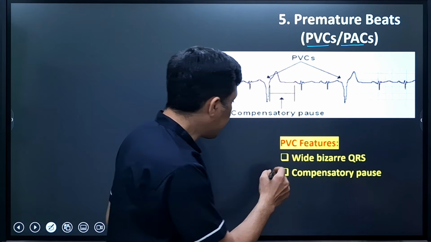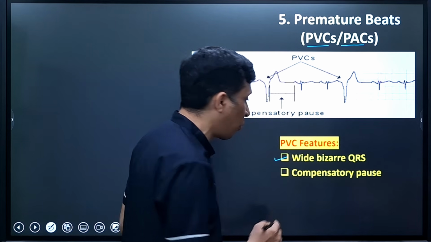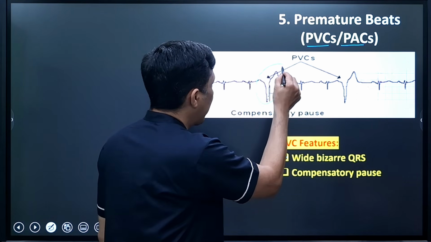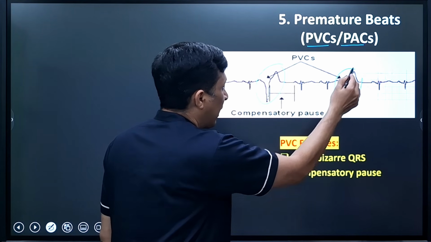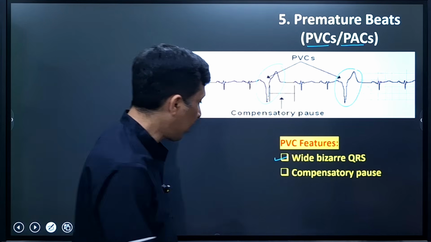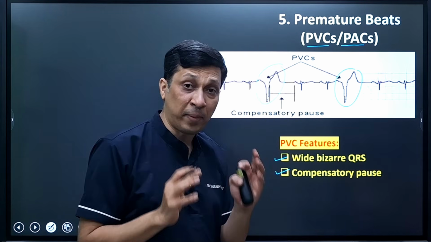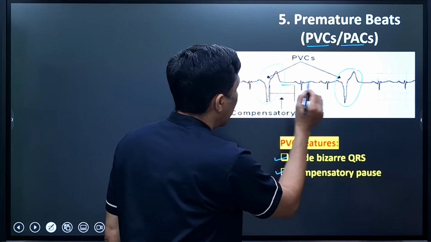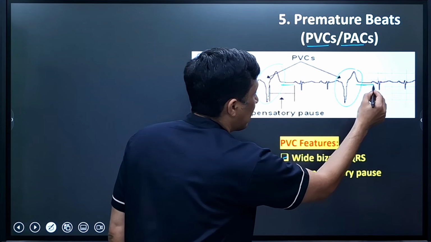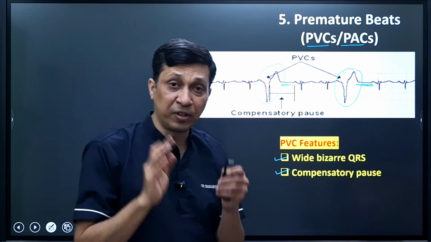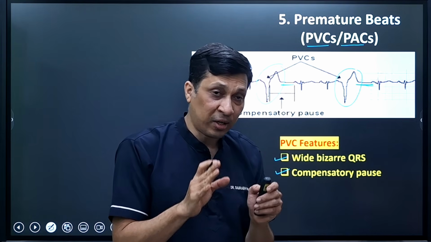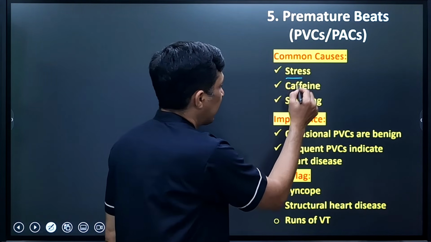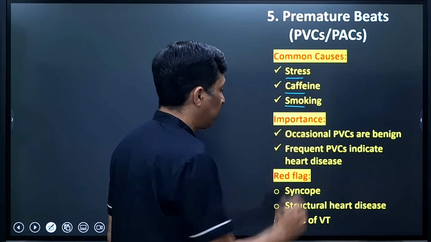So the features of PVC are, first, the wide bizarre QRS complex. You can see here that these QRS complexes are wide, and these QRS complexes are always followed by a compensatory pause. If you can see, this is a long isoelectric line and this is the compensatory pause. So these are the features of premature ventricular contraction. The common causes of PVCs are stress, caffeine and smoking.